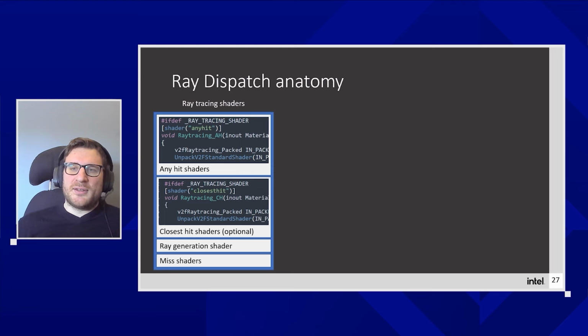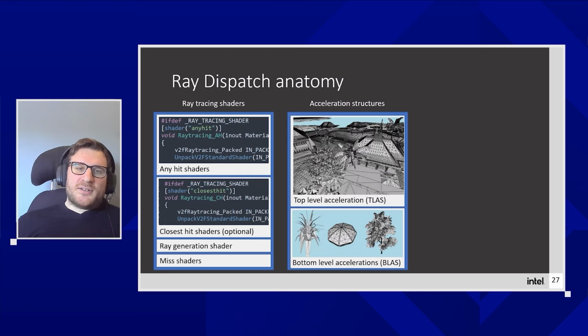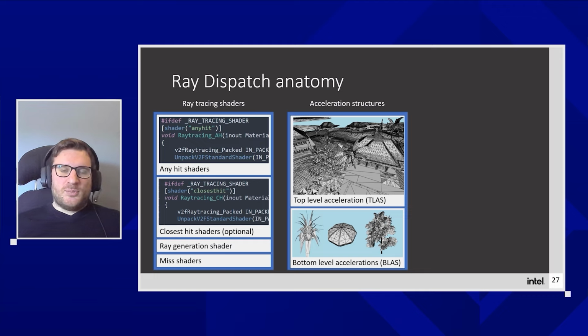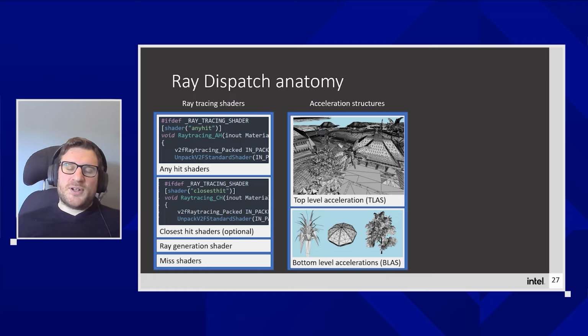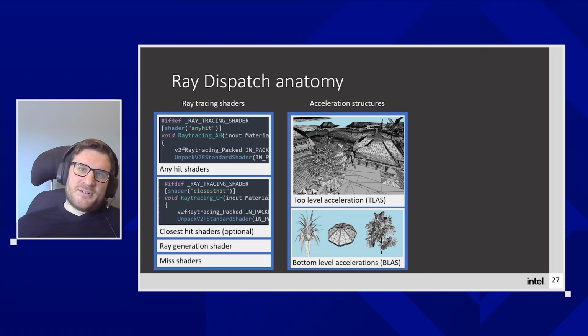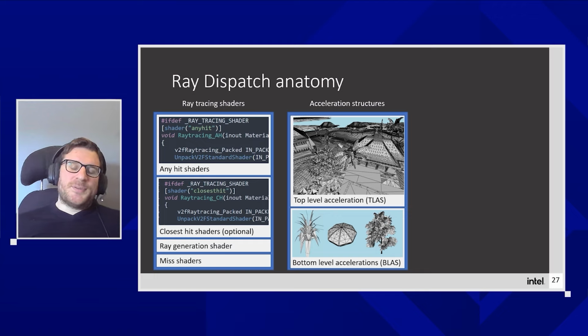And then you have a ray generation shader that schedules the ray, and a miss shader that handles the case when you don't hit anything. The second big category is acceleration structures. Basically, in ray tracing, you divide your geometry into separate entities, to accelerate your ray traversal. These individual geometry accelerations are called BLAS, or bottom level acceleration structures. And then on top of that, you build a scene representation of your bottom level acceleration structures, which is called the top level acceleration structure, or TLAS.